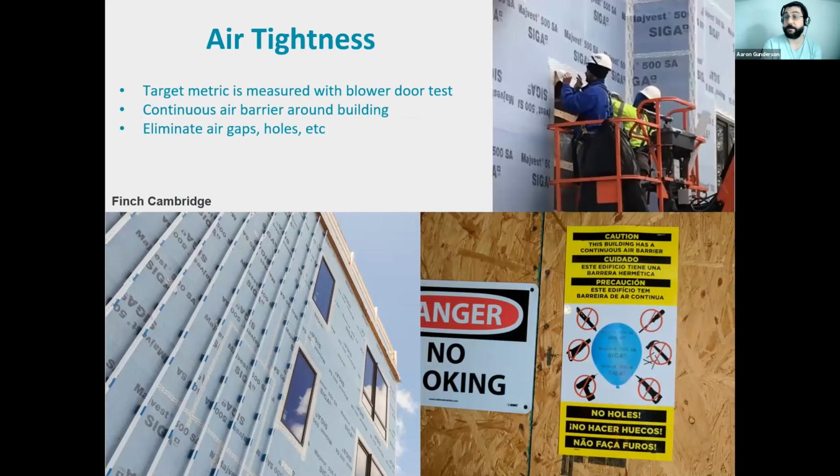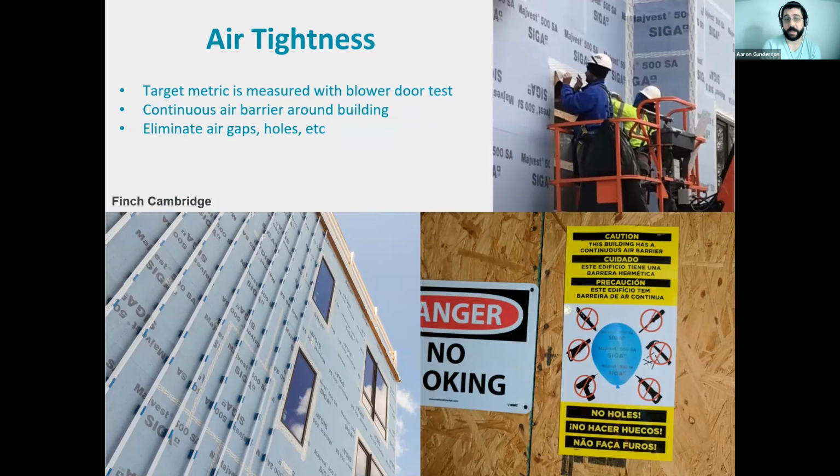Now this is the other big principle of that envelope, where we're talking about air tightness. So this is the Finch Cambridge project again, but this is what they used for air tightness. It's an air membrane from Siga, but it's all the blue stuff you see going up. And this was wrapped all around the sheathing of the building. And then they put the insulation, that mineral wool, on top of this.